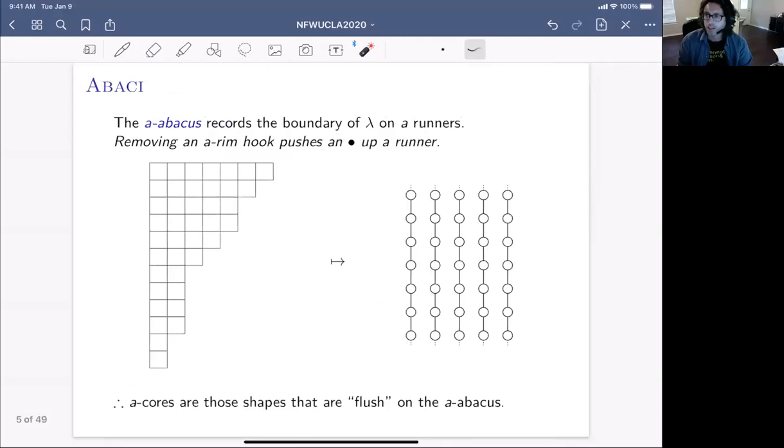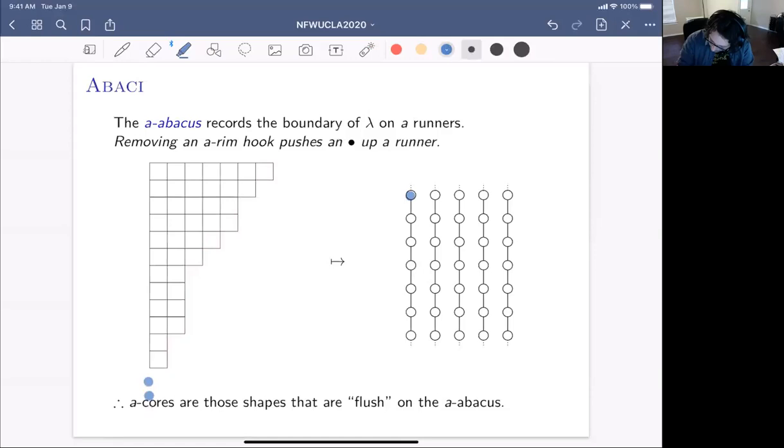So why is this? Well, the point is that you're supposed to record things in a very nice way. So what we're going to do is walk up the boundary of this partition and record what we see as we go along. So let me try to do this. I start out at the bottom and I start recording and I just see a whole bunch of little beads. We'll call them beads. We're going to put them on this abacus.